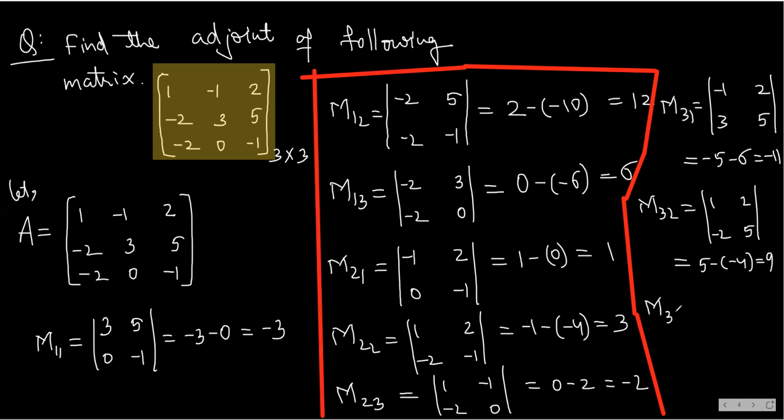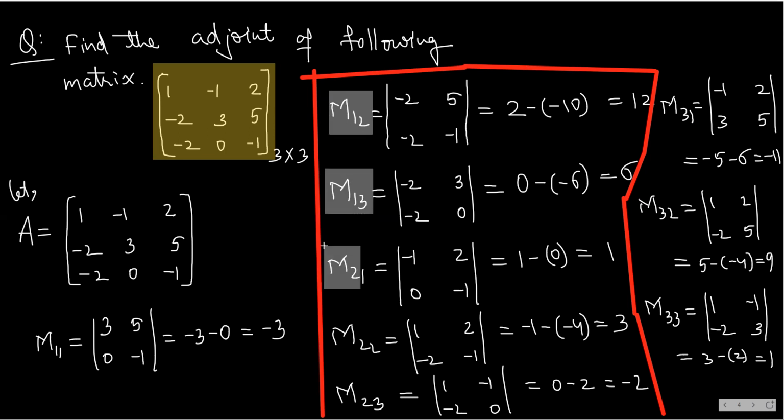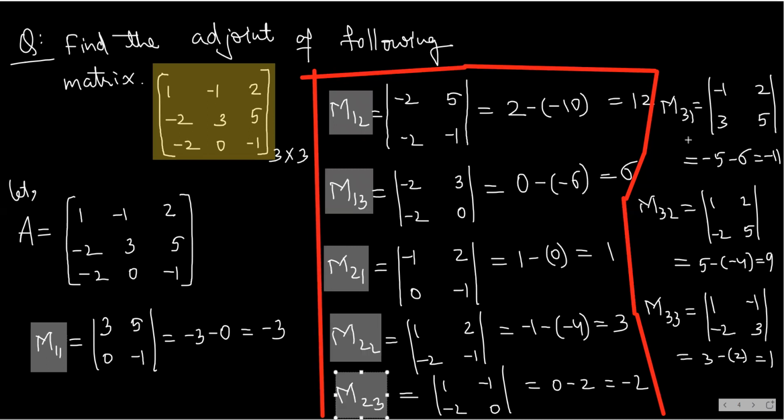And then you go for m33, which is, you ignore this row and this column. So you get 1, minus 1, minus 2, 3. So this is 3 minus 2, which is 1. So see students, we have found all the 9 minors.